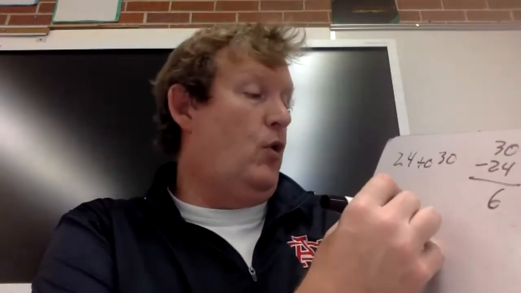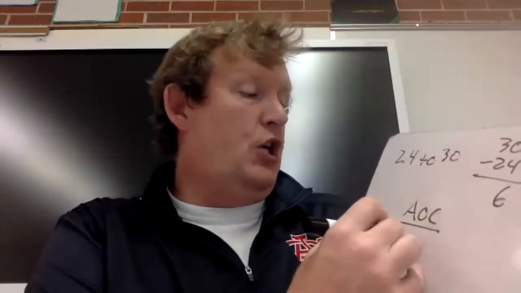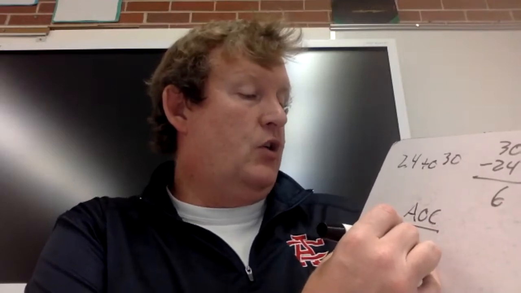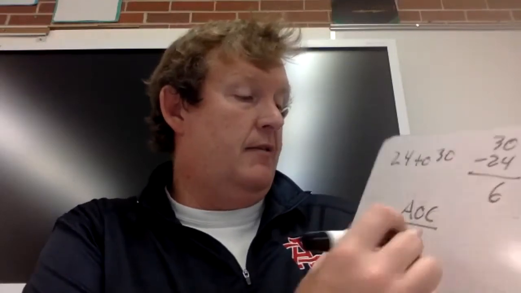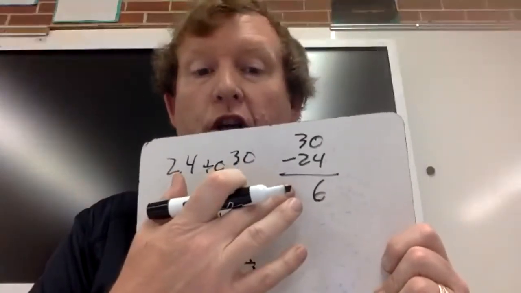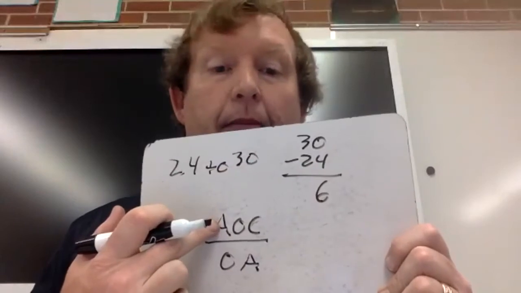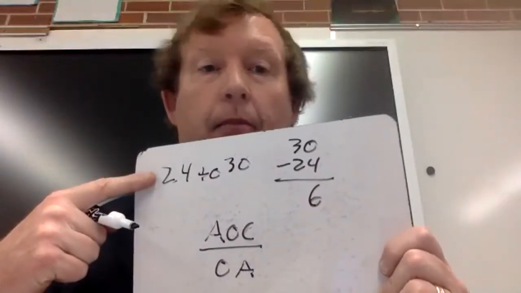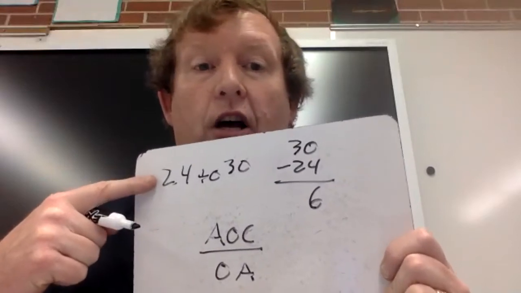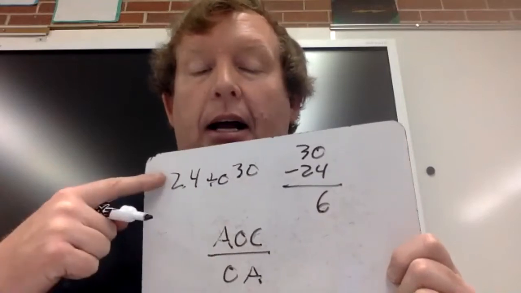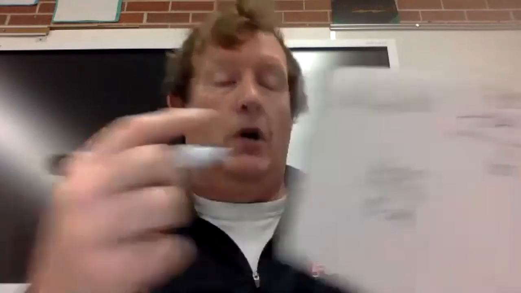If you remember our formula, the amount of change goes over the original number, or original amount. There's our formula. So when I get the amount of change, I put that on top, and the original amount is the first number on the list. So it's going to be 6 divided by 24.